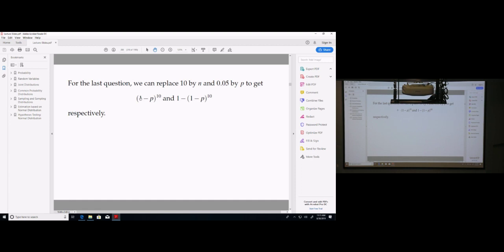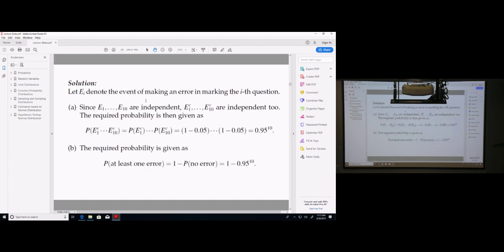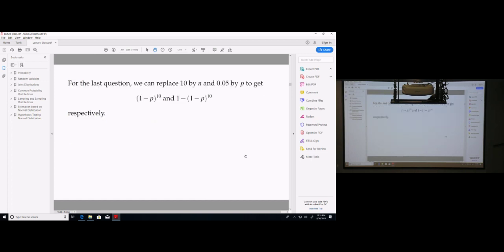So for the last question, we can replace 10 by n, basically. Why? Because if I have n questions, the 10 will be replaced by n. So basically, I have n terms, so I have 1 minus p times itself n times. So it would be 1 minus p to the power n. All right, and part B will be just 1 minus the opposite probability.